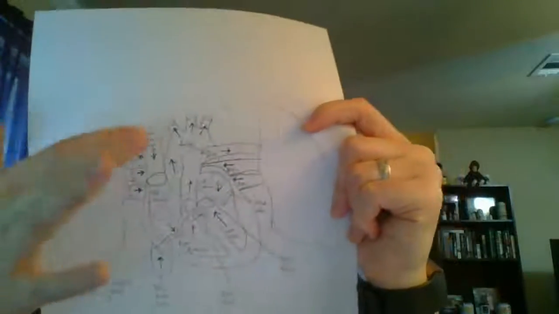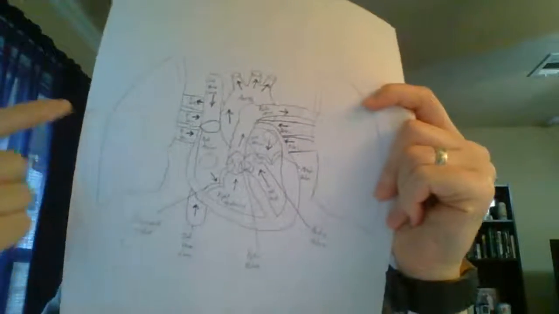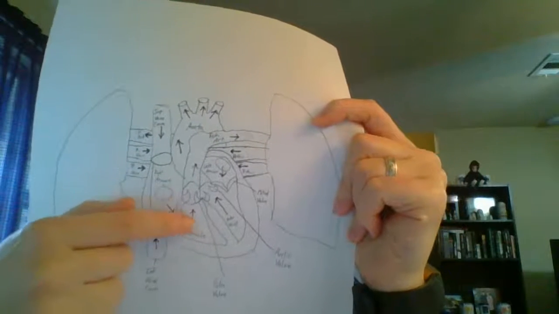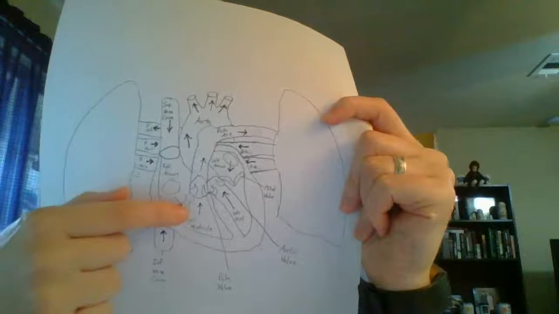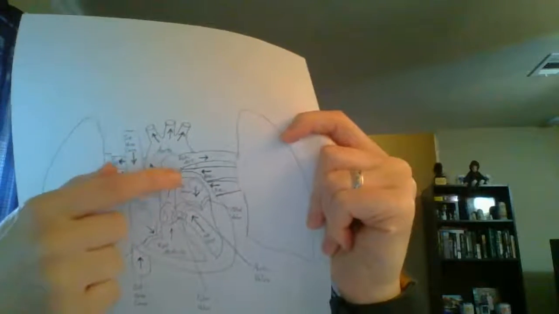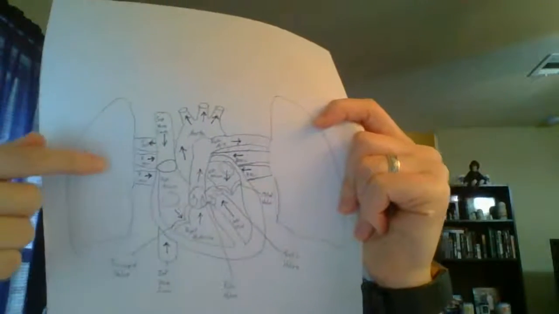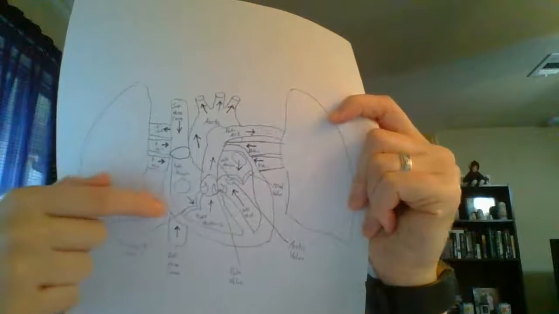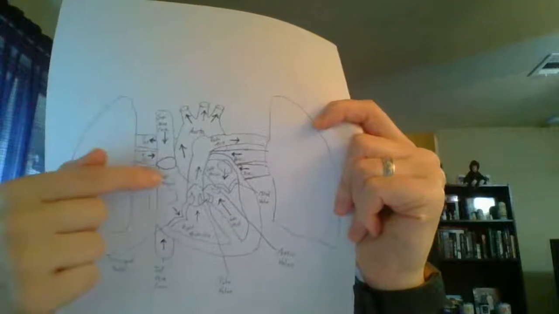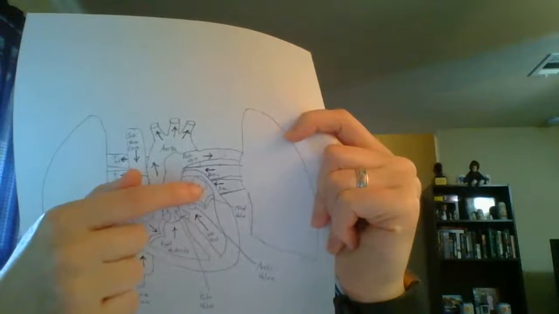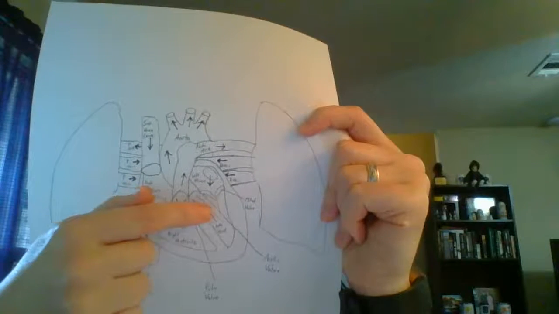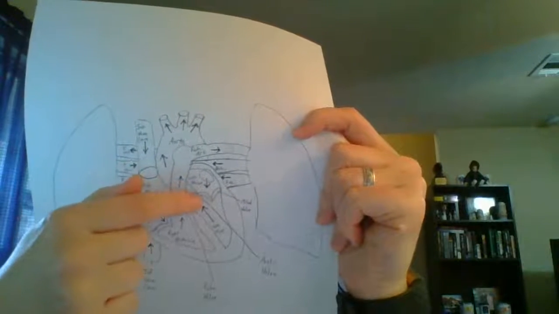So again, it goes inferior and superior vena cava to the right atrium to tricuspid valve to right ventricle, and then pulmonary semilunar valve to the pulmonary arteries to the lungs, pulmonary capillaries, and then goes through the pulmonary veins back to the heart and goes into the left atrium through the bicuspid valve into the left ventricle through the aortic valve into the aorta, and from there to the body.